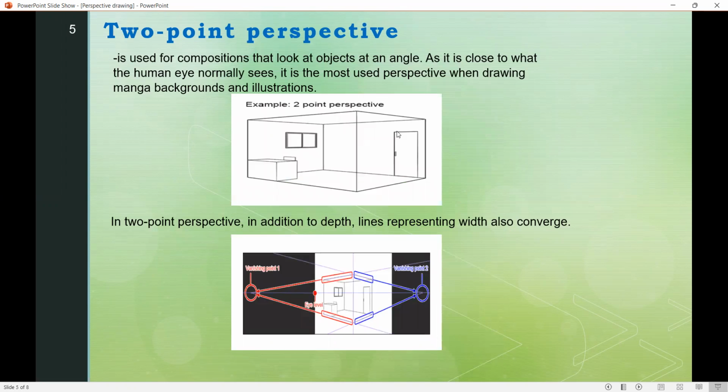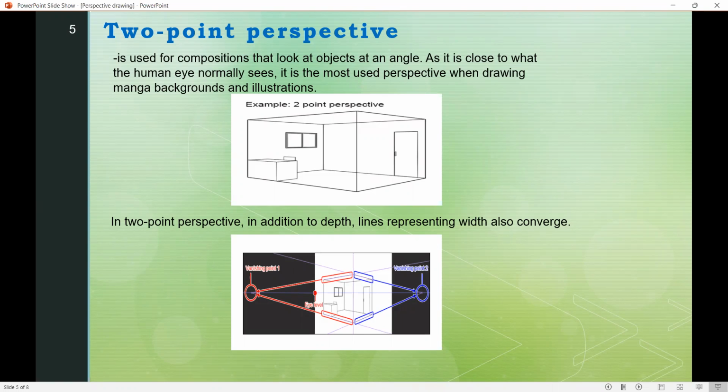Second is the two-point perspective. It's used for compositions that look at objects at an angle, as it is close to what the human eye normally sees. It is the most used perspective when drawing manga backgrounds and illustrations.